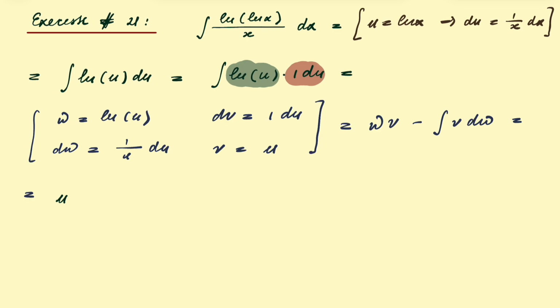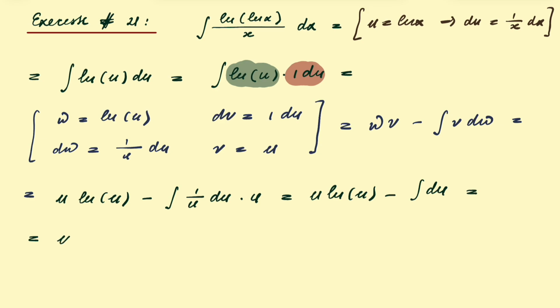So summing up all these, we have what? It's u times ln of u minus an integral of 1 over u du times u, so basically it's just du. Let's write it's u times ln of u minus integral of du, and some of you already can see the final result. Nonetheless, let's first write this integral of du, which is u solely, and add some constant c, which is important.